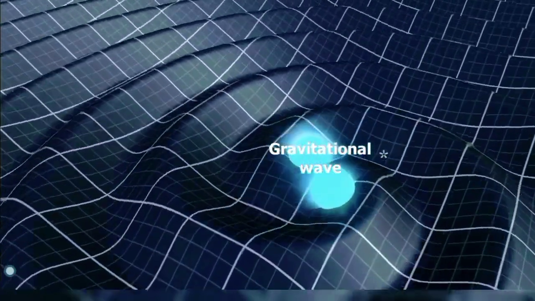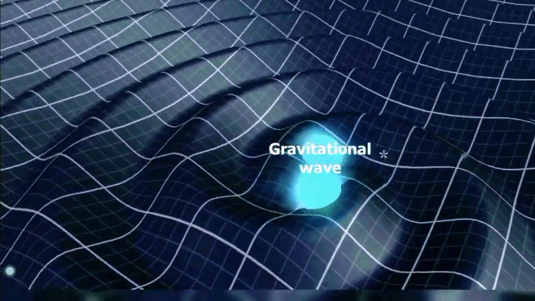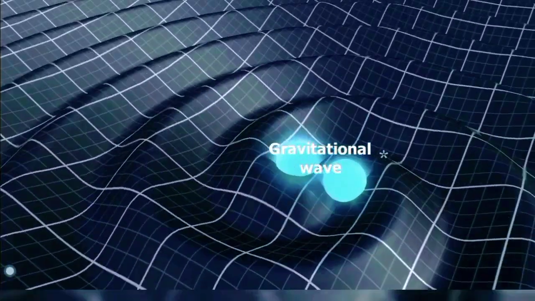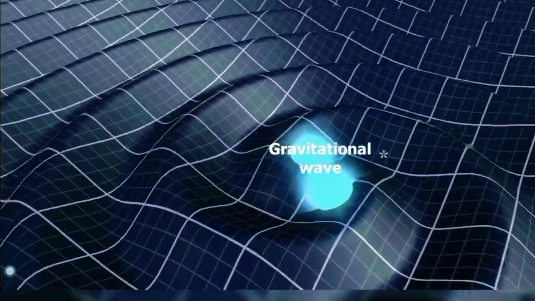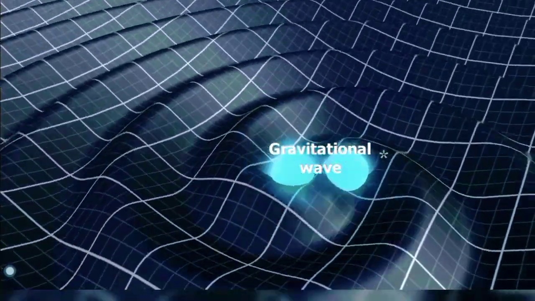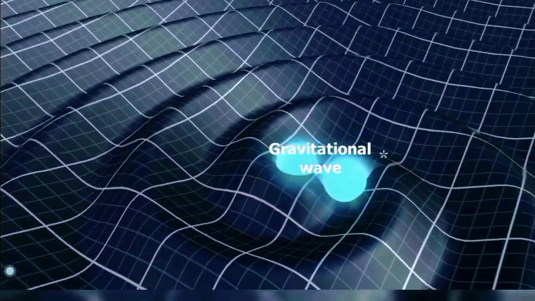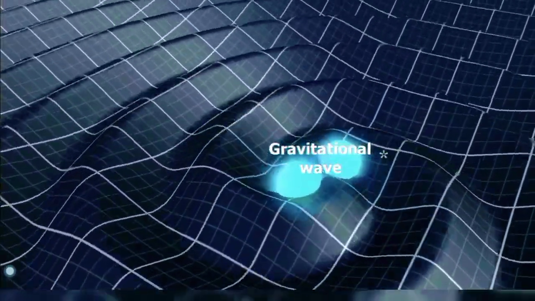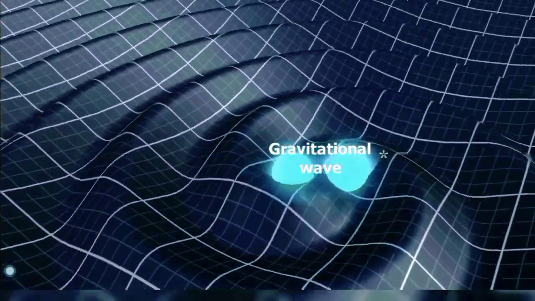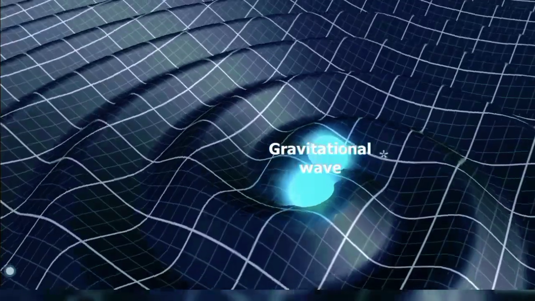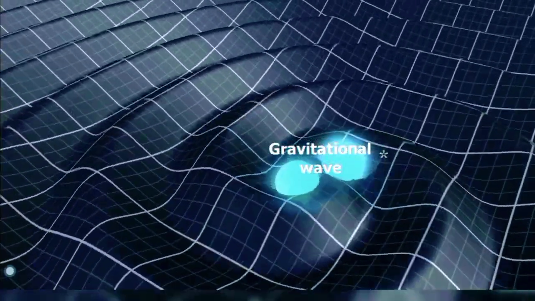Gravitational waves are ripples in the fabric of spacetime caused by the acceleration of massive objects. They travel at the speed of light and carry energy away from their sources. How gravitational waves form. Gravitational waves are generated by massive, accelerating objects that create disturbances in spacetime. Some common events that produce detectable gravitational waves include merging black holes, neutron star collisions, supernova explosions, binary star systems, two stars orbiting each other.